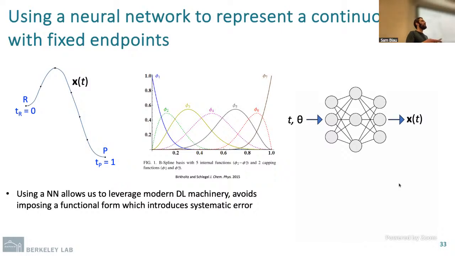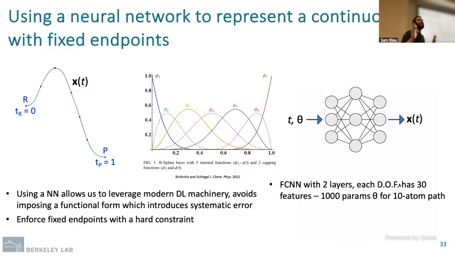Training a neural network is just doing an optimization pursuant to some loss function, tweaking your learnable parameters iteratively, driving down your loss function. So here, if we have a path loss function and the path represented by the neural network, then we can just train the neural network to do our path optimization. And we avoid systematic error from these kind of basis descriptions. We enforce fixed endpoints with a hard constraint.